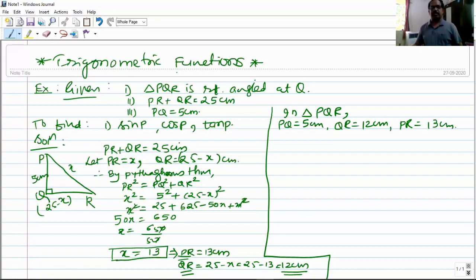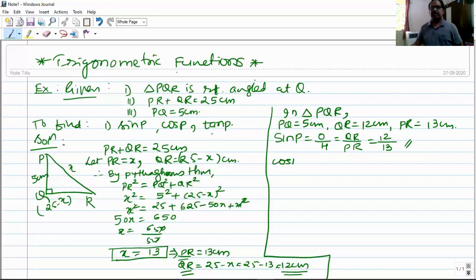So since P is an acute angle, and by definition of the sine, how much is sin P? The sin P is given by opposite by hypotenuse. So here I can just write the definition, opposite by hypotenuse. Which one is the side opposite to the angle P? The side opposite to the angle P is nothing but QR. So this is QR upon hypotenuse PR. So how much is QR? QR is 12 centimeter and PR is 13 centimeter. So in this way I have the value of sin P.